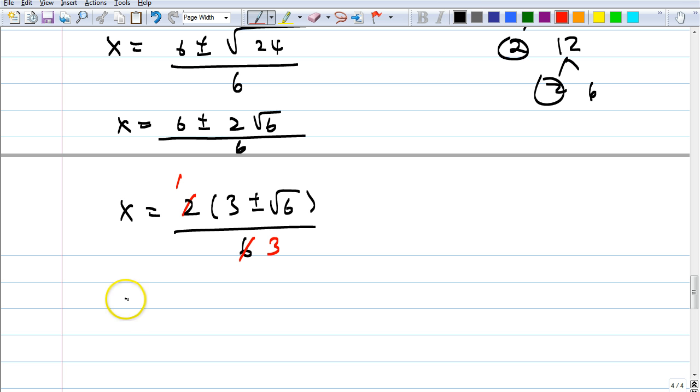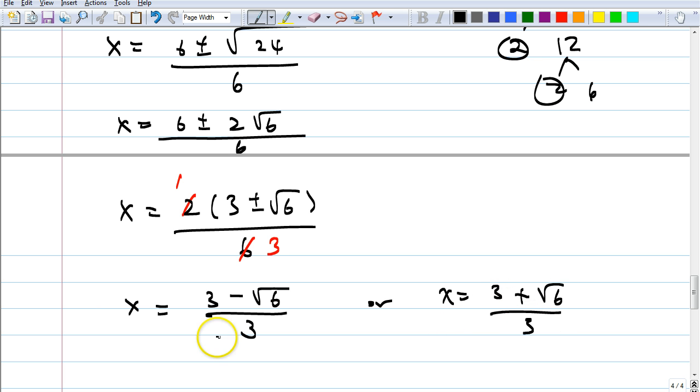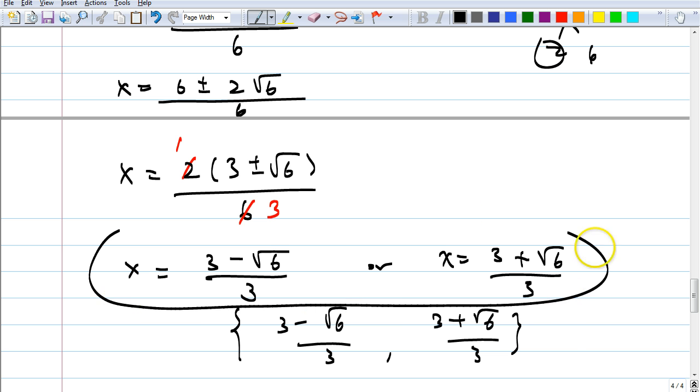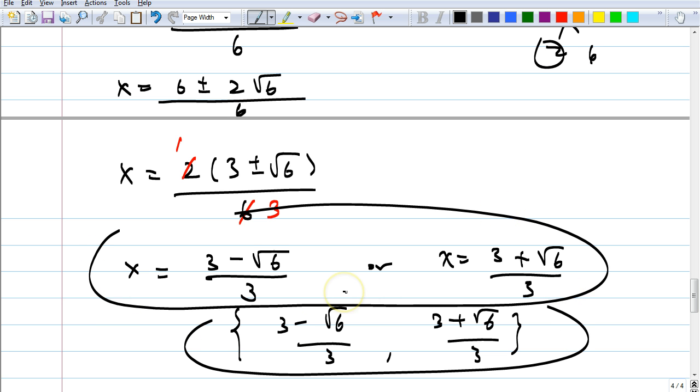Then you could write them as x equals what? There are two numbers it represents. Let's write the smaller one. x equals 3 minus rad 6 over 3, or x equals 3 plus rad 6 over 3. Does that make sense? Or you could write them in sets: 3 minus rad 6 over 3 or plus rad 6 over 3. Either this way or this way, it doesn't matter. Any question?